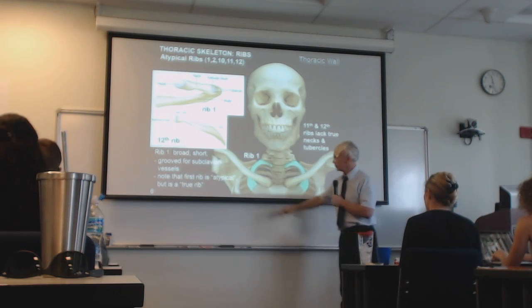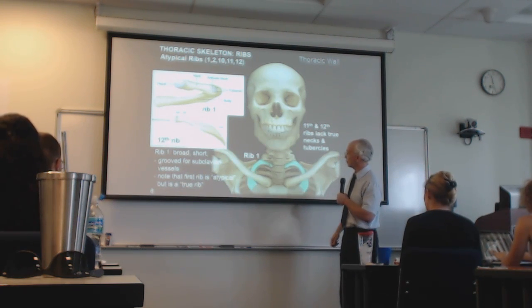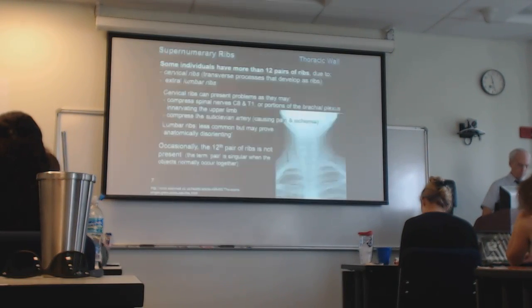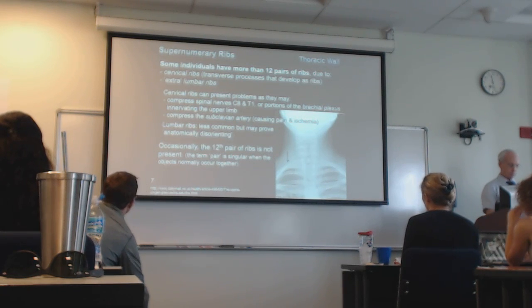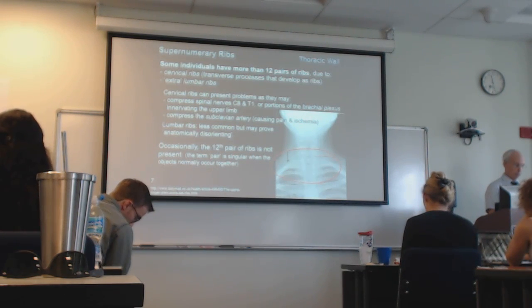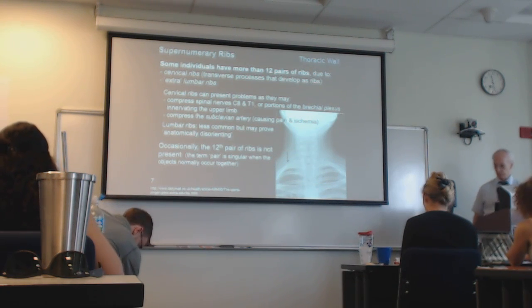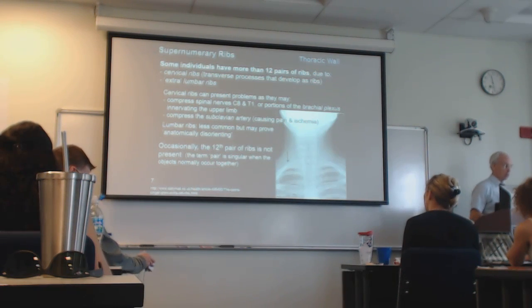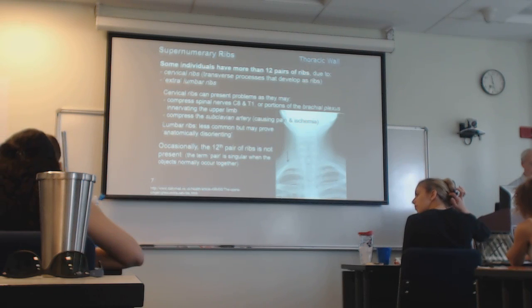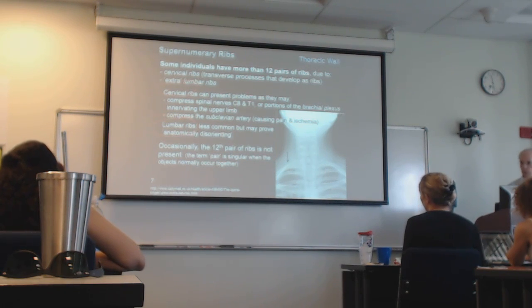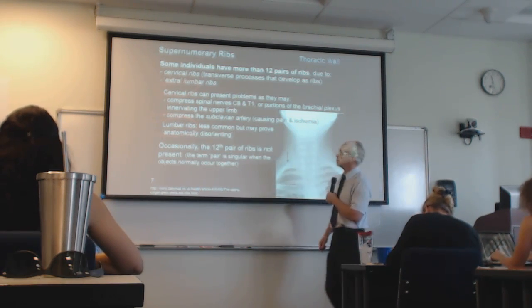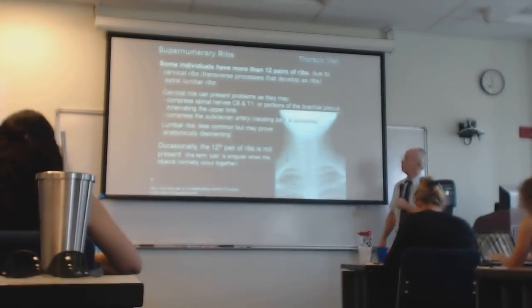But you'll note that it attaches to the sternum and the cervical vertebra. Some individuals will have what are called supernumerary ribs. By supernumerary, we simply mean, like we saw with polydactyly, a number in excess of the normal number of structures. In fact, you'll have patients that occasionally have both supernumerary cervical ribs and lumbar ribs. Lumbar ribs are less common, but they can be confusing.